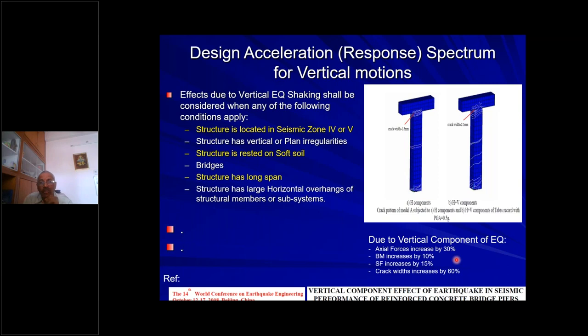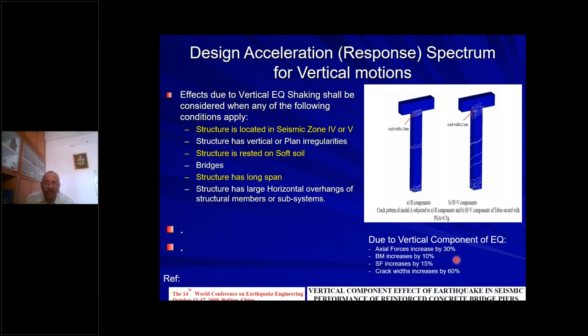Similarly, shear force increases by 15%. This is for one particular structure. They have carried out certain analysis and tried to measure the increase in the bending moments after considering the vertical component apart from the horizontal earthquake component. Then crack widths are increased by 60%.